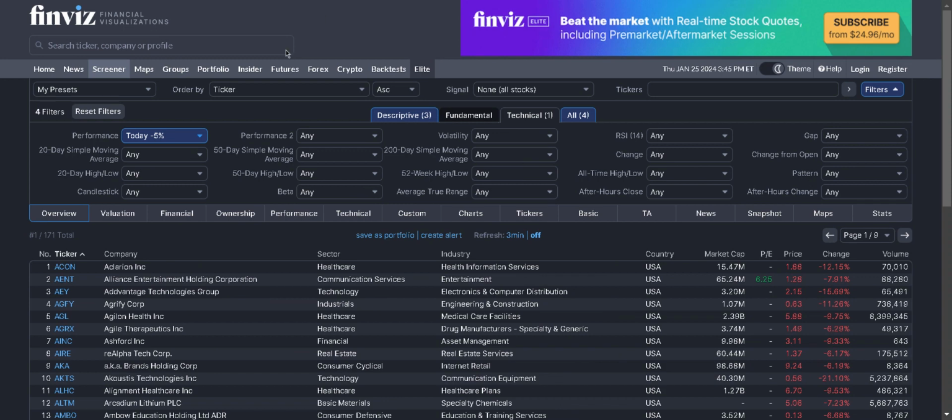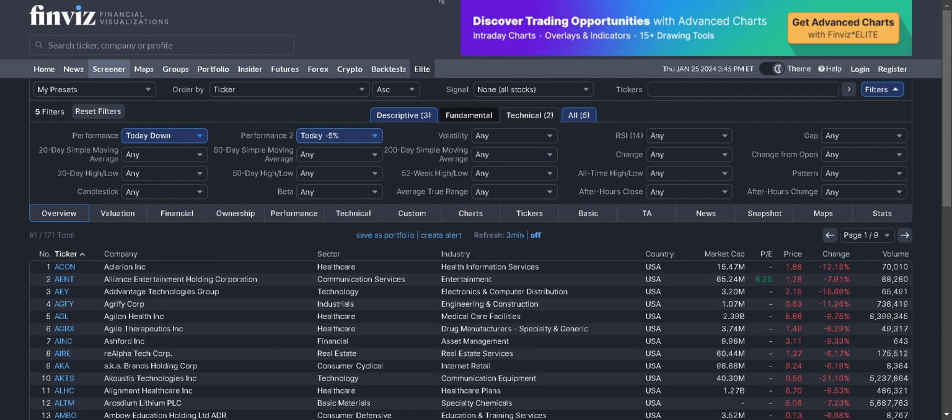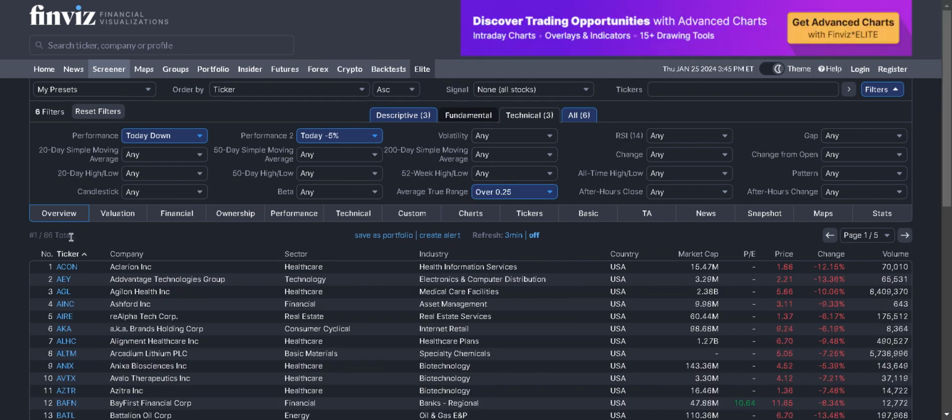Let's just say today's down like this, right? This is the right way. Then what I search for is performance number two, which is going to be today down 5%. Next thing that I look for is the average true range, which has to be over 0.25 or so. Average true range is going to be here. Like that, we're left with only 86.